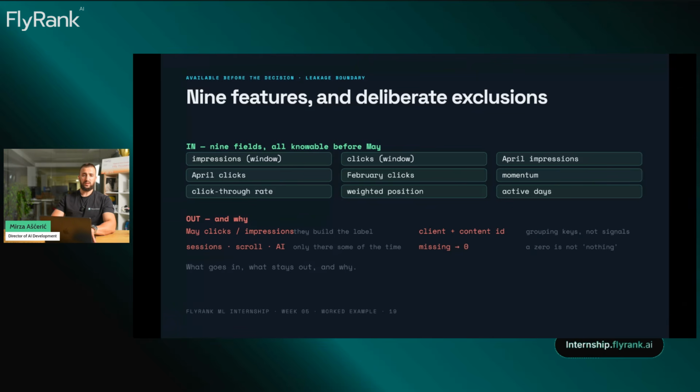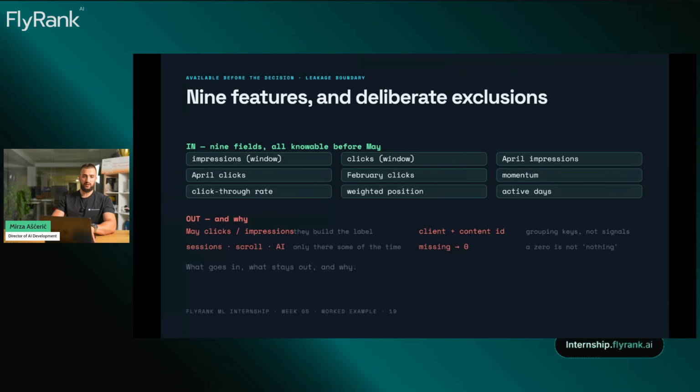Now, what we left out: client and content IDs are grouping keys and never features. Clicks and impressions build the label so they cannot go in. And we drop the session, scroll, and AR referrals fields, because they are only there some of the time. We have a very, very huge gap there with this data. And a 0 before tracking started does not mean that nothing happened.